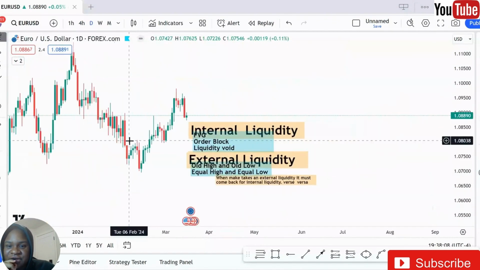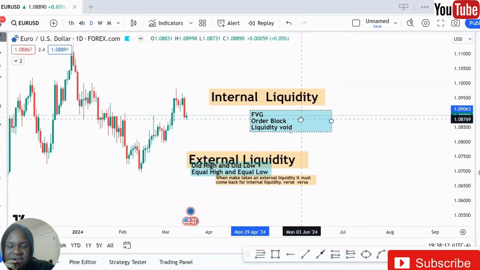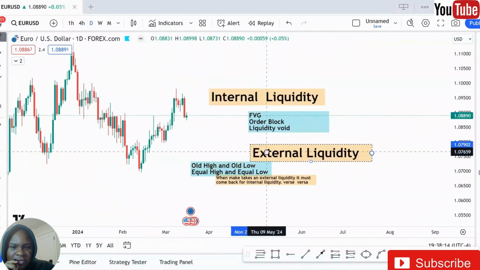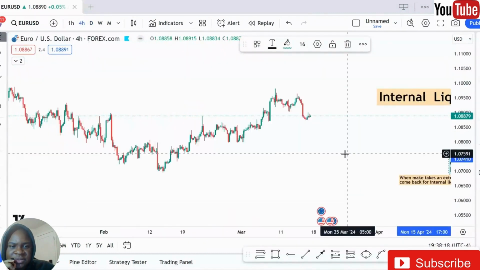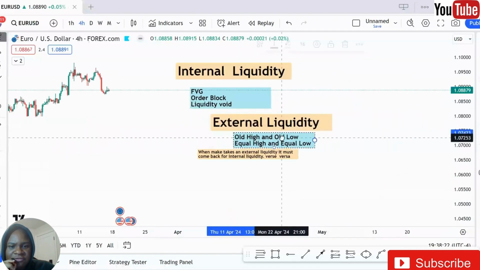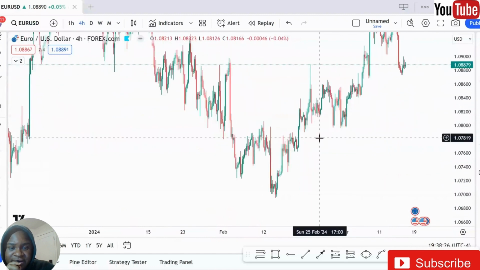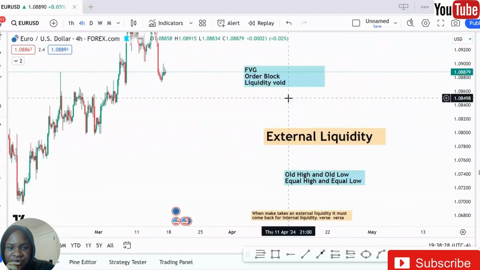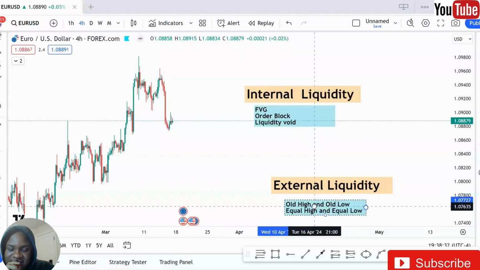Now, if you look at it very well, we all know that internal liquidity. Okay, this is a forwarded chart already. I'm trying to find something very nice to explain this very well for you. Okay, we'll stick on 4 hours. Now, on the 4 hours chart, these are the rules. Do not forget the rules: internal liquidity, external liquidity.